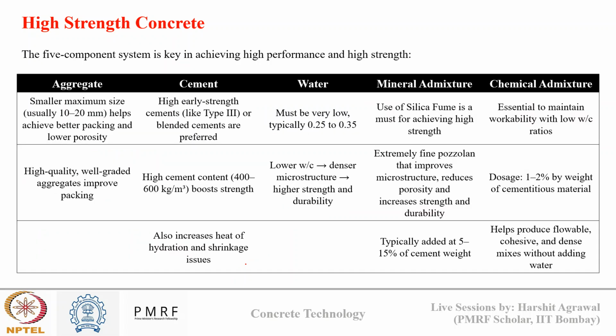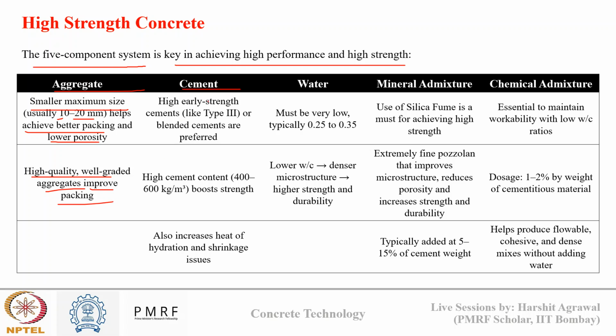Now, compared to conventional concrete, which has typically four components, a high strength concrete has a five component system, which is key for achieving high performance and high strength. There is aggregates. Generally, aggregates are of smaller maximum size, usually 10 mm or maybe up till 20 mm. Using a smaller maximum aggregate size helps us to achieve better packing and lower porosity. And apart from size, high quality and well graded aggregates are also important because they improve the packing efficiency.